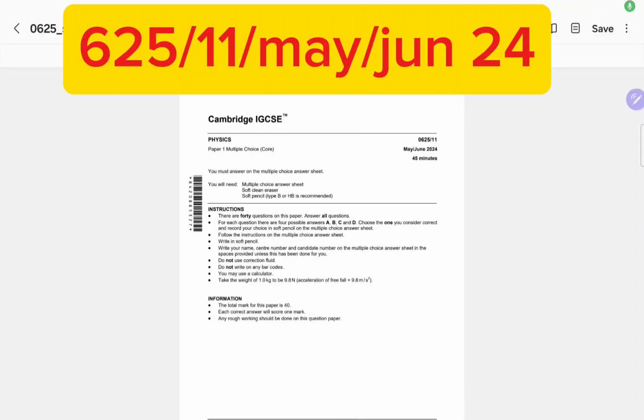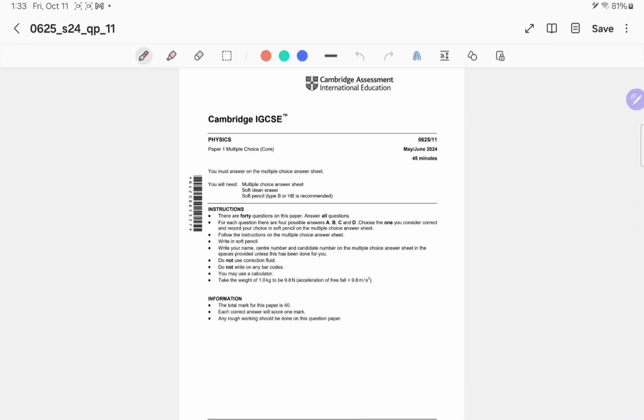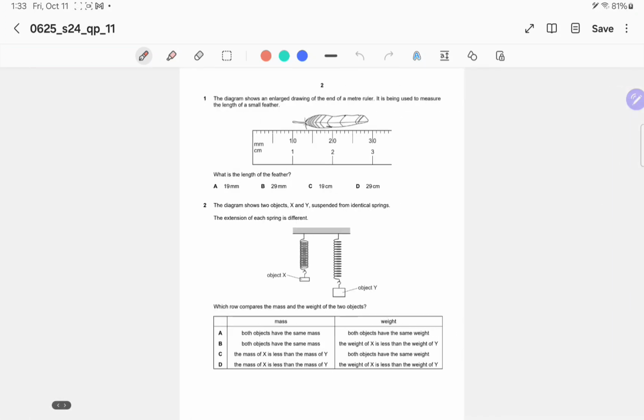We are going to see 62511 May June 2024. It's a physics paper 1 multiple choice question. Okay, first question.